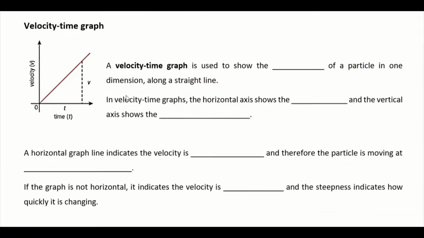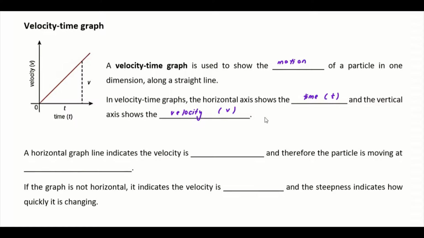Okay, so this is the second type of graph, which is the velocity time graph. So the displacement time graph shows the position and the velocity time graph shows the motion. Okay, because with velocity we are talking about things similar to speed, right? So same thing, it is in one dimension along a straight line also. For the velocity time graph, the horizontal axis also shows the time and the vertical axis will show the velocity, V.